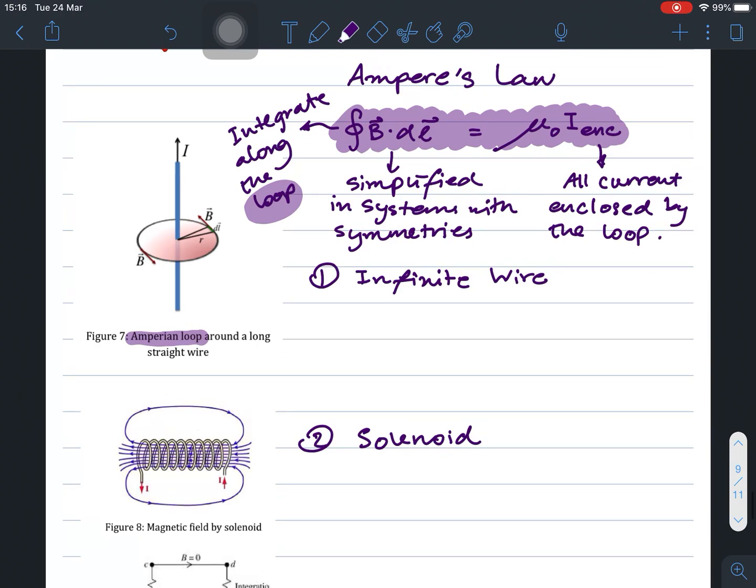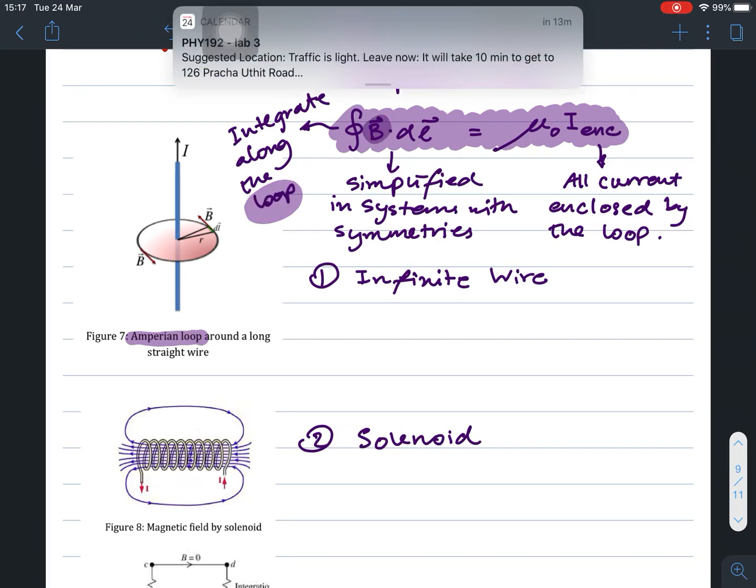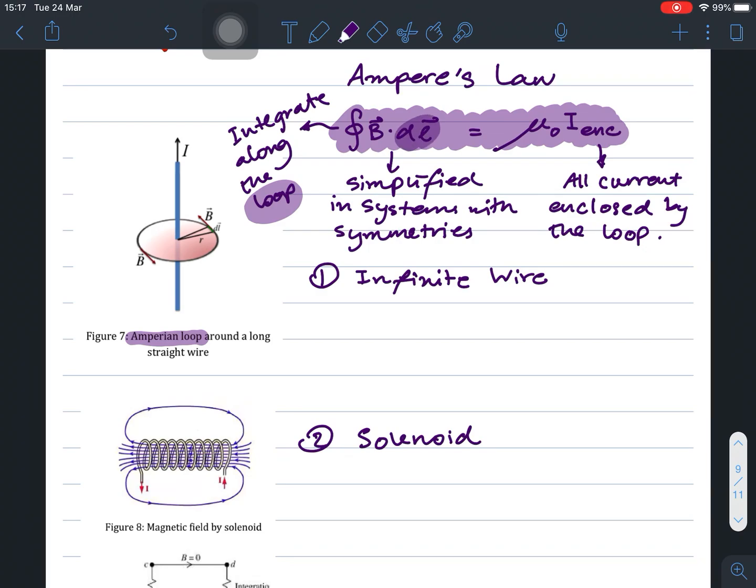On the left-hand side of the equation, we have the loop integral of B, the magnetic field, along the curve. We are considering the loop that is called the Ampere loop. We define the Ampere loop so that the system is symmetric, and we might get a constant magnetic field. When we get a constant magnetic field, it is easy to evaluate the integral on the left-hand side. And on the right-hand side, it is the product between the constant mu zero, which is the permeability, and I enclosed, or all the current enclosed by that Ampere loop.